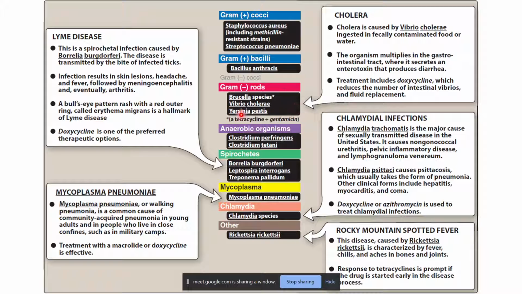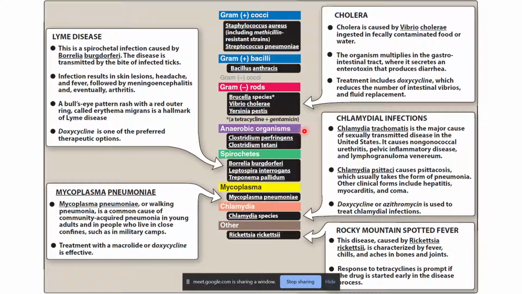Then Yersinia pestis leads to the plague, and it's very rare in the modern world. And Brucella species lead to brucellosis, which is a central nervous system disease, and can be treated with a tetracycline and gentamicin combination.